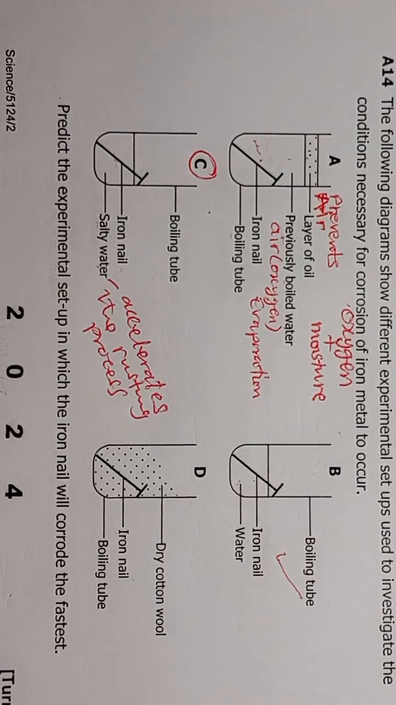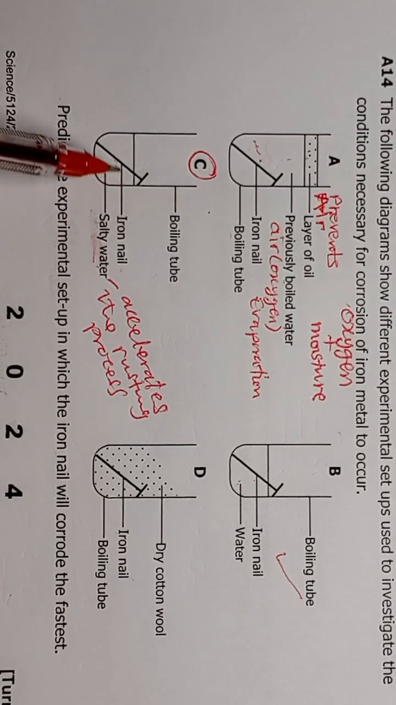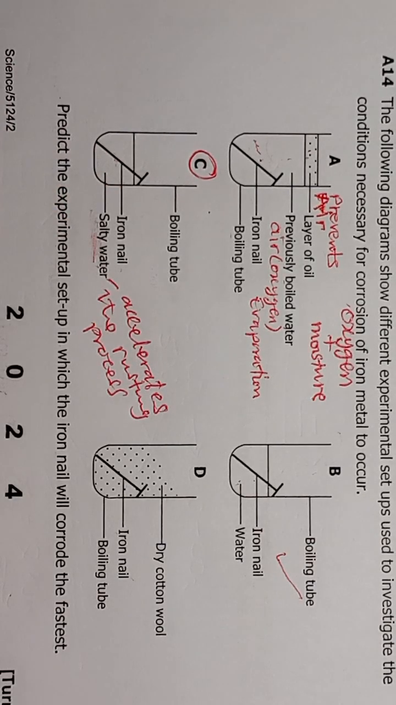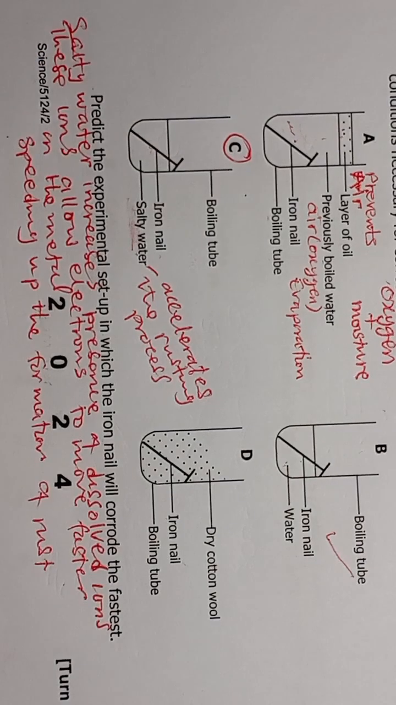So let us defend our answer. Salt water here increases the presence of dissolved ions. In other words, it has ions. These ions allow electrons to move faster, speeding up the formation of rust. So that is the reason why C is the answer. Salt water increases the presence of dissolved ions, which allow electrons to move faster on the metal, speeding up the formation of rust.